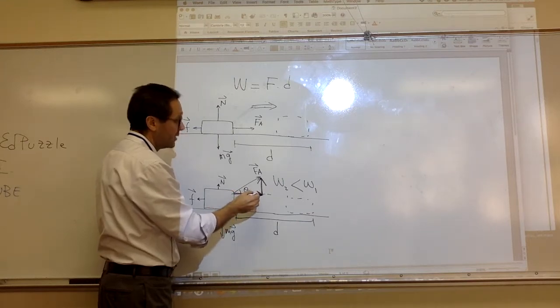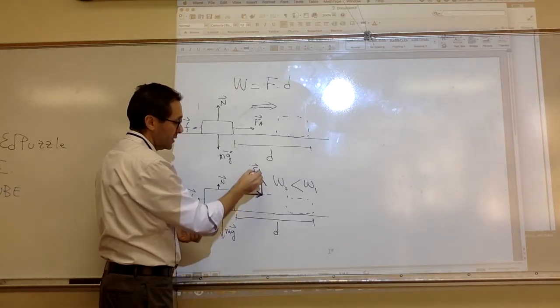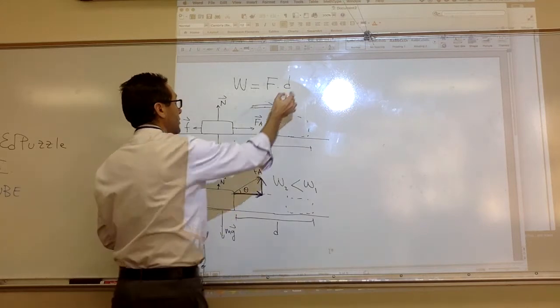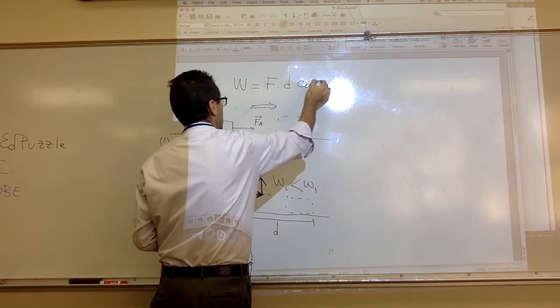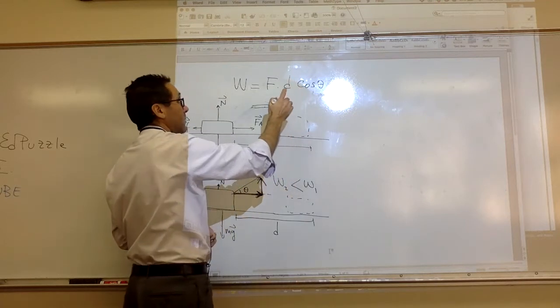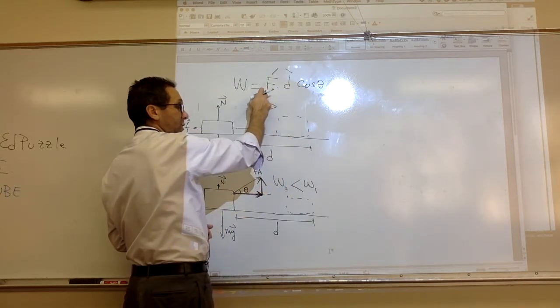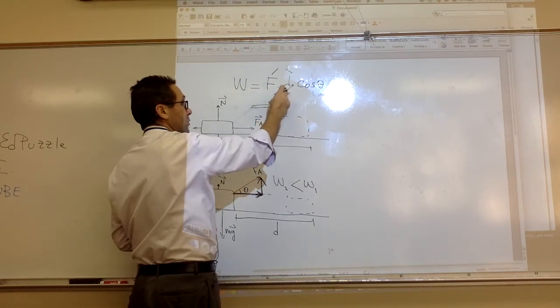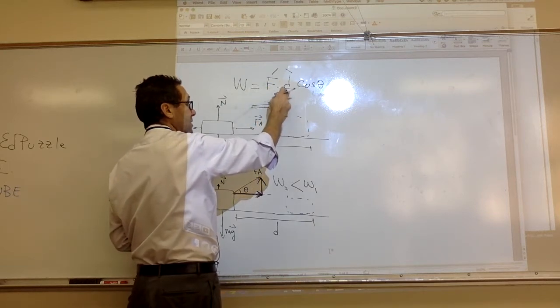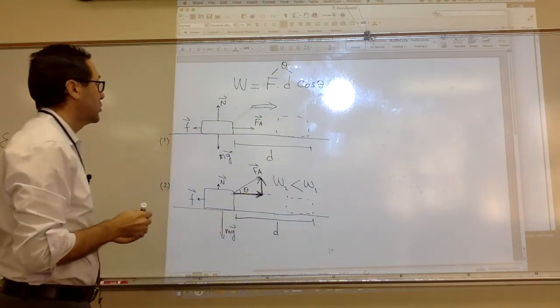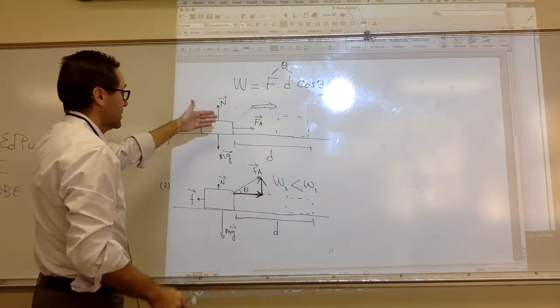Well, this horizontal component is just F_A times the cosine of this angle. So I have to introduce a cosine of the angle. Now, that angle is the angle between the force and the direction of the displacement, okay? So that's where the angle is. Okay, so let's go back to the previous case.